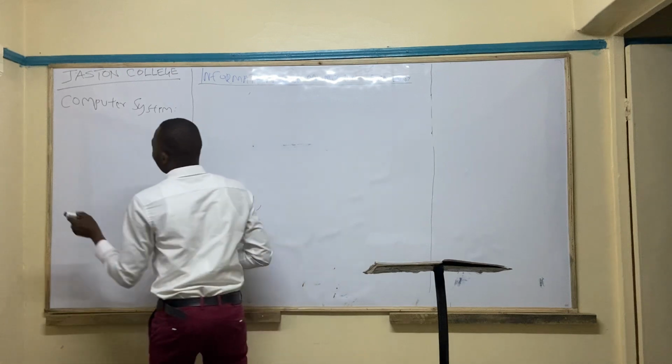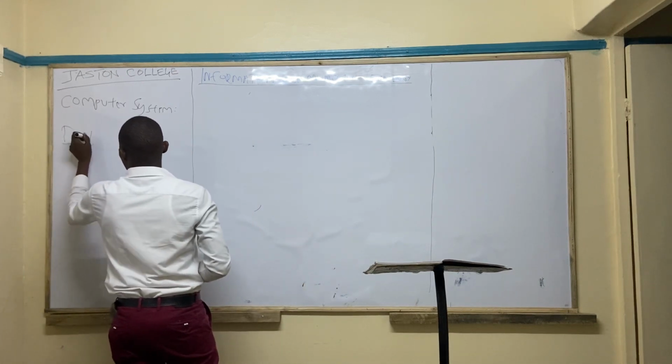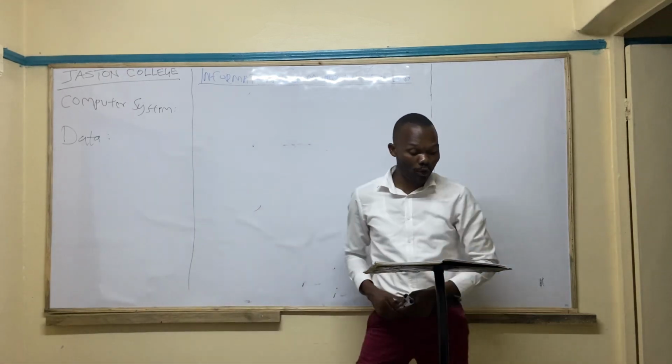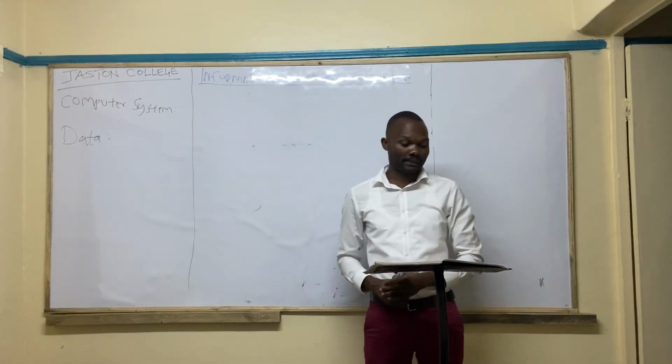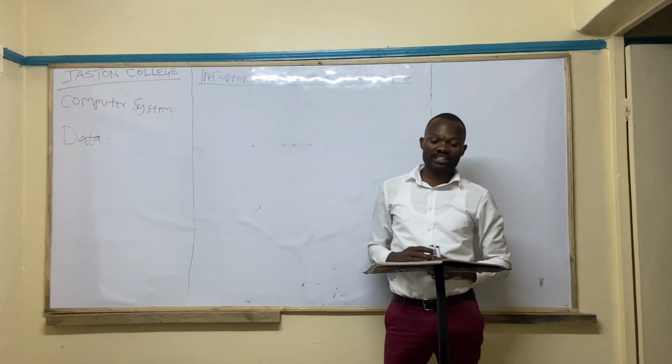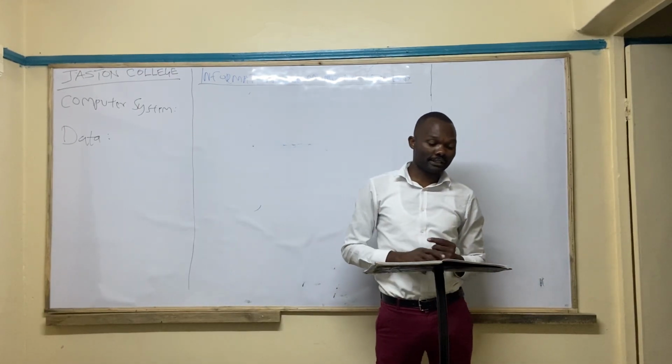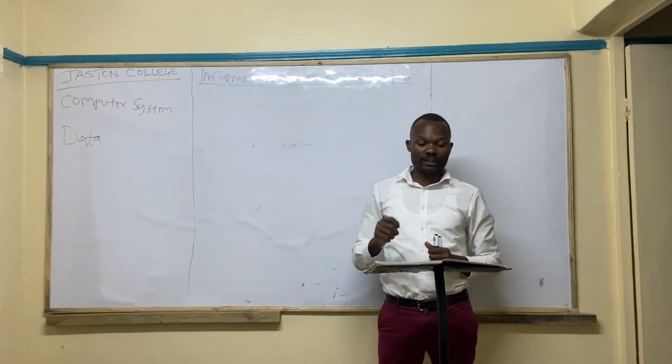Data is defined as raw facts. So what is data? Data is raw facts. Then what is processing? Processing is the act of changing raw data to get finished data.